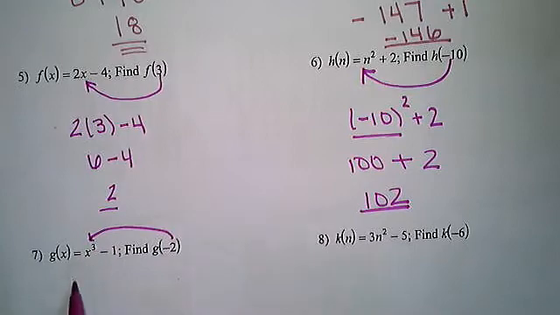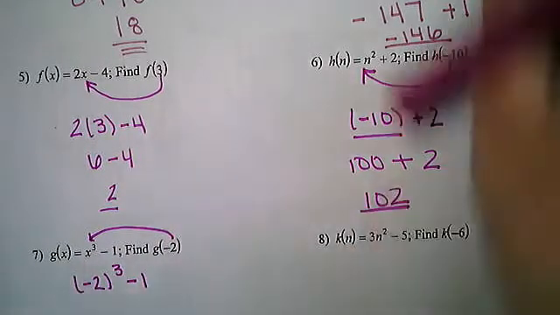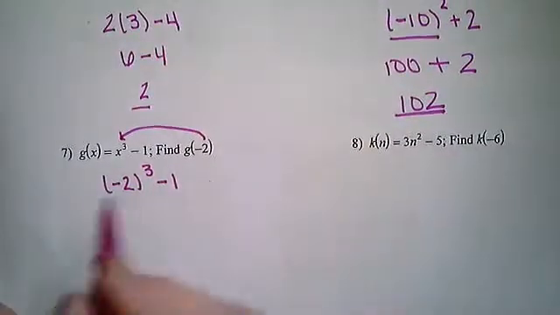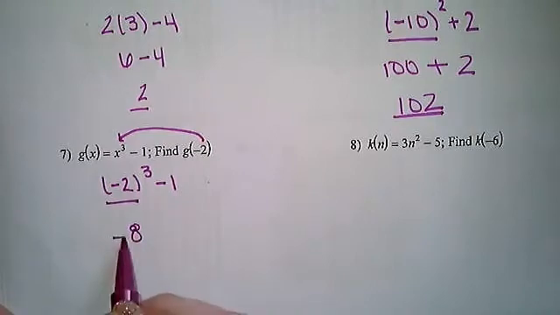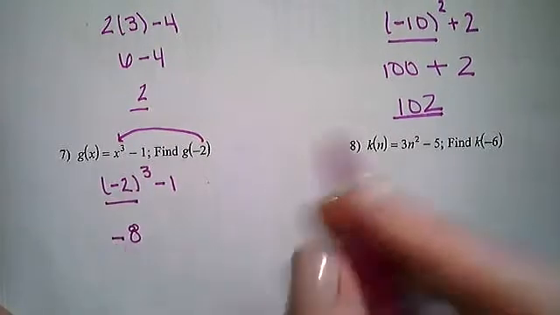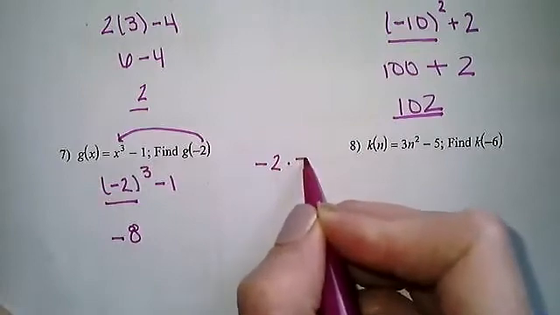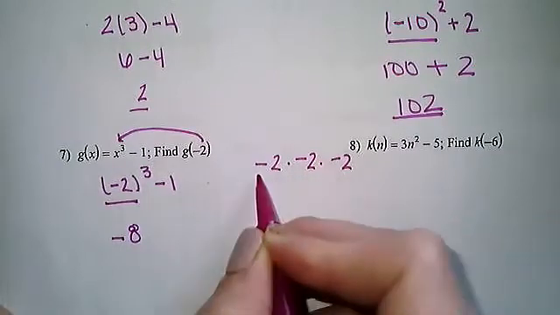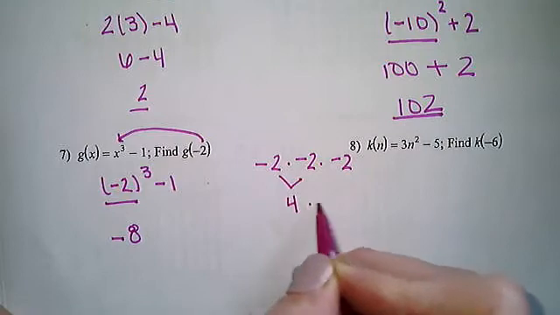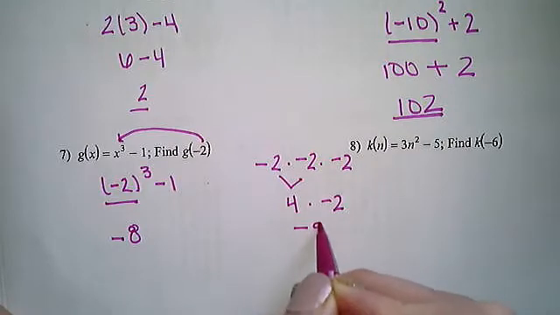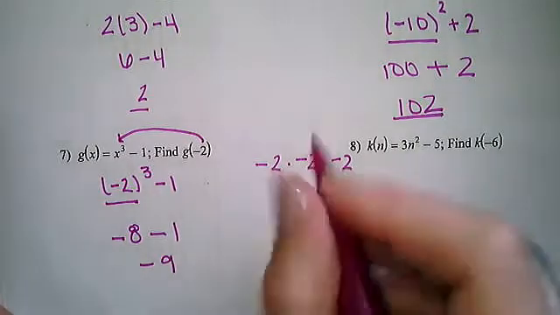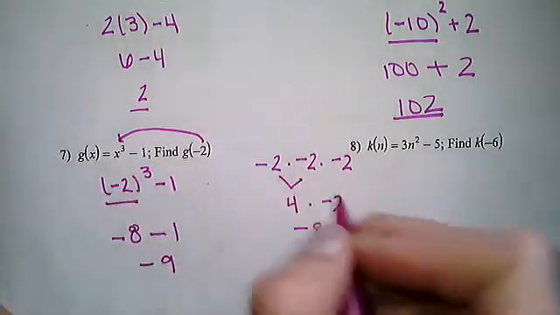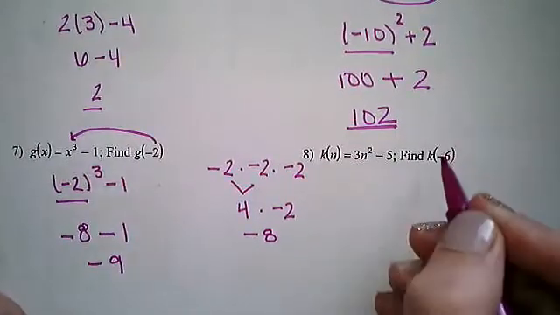Same thing here. We want to use those parentheses. It may not matter when the exponent is odd, but I would still use them. So that ends up being 8, and it's a -8 if you do that in your calculator. If you're doing it yourself, you could do negative times negative is +4, times -2 is -8. Take away 1 is -9. So you can use PEMDAS even when you're doing your exponents.